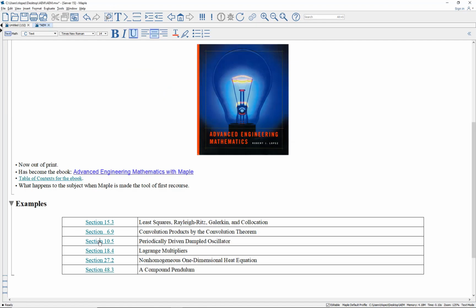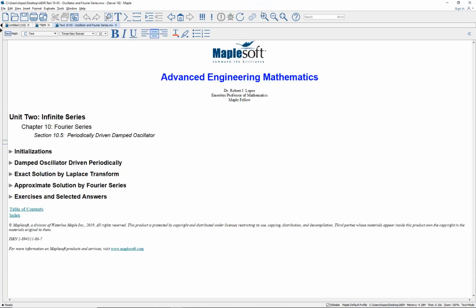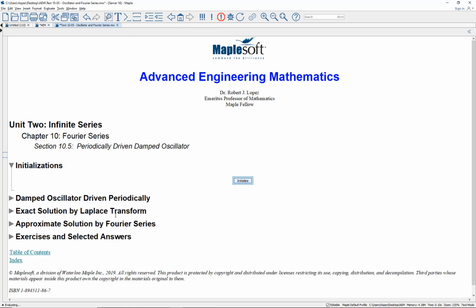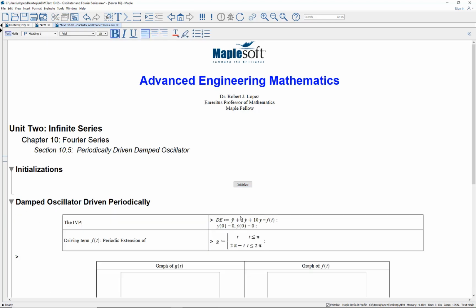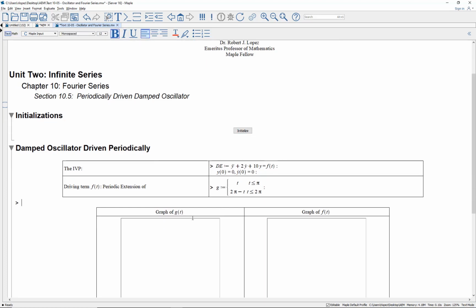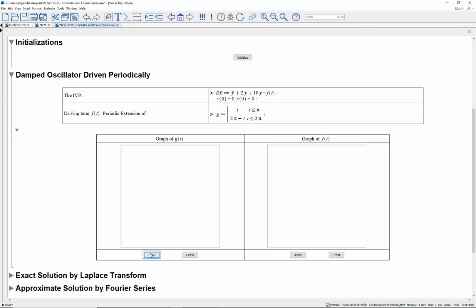Here's an example of a periodically driven damped oscillator. Here's the oscillator, governed by this differential equation. Second order linear constant coefficients. Inert boundary conditions. The driving function is the periodic extension of this function g. Here's a picture of g. This is the driving function, the periodic extension of g, so it's a sawtooth.